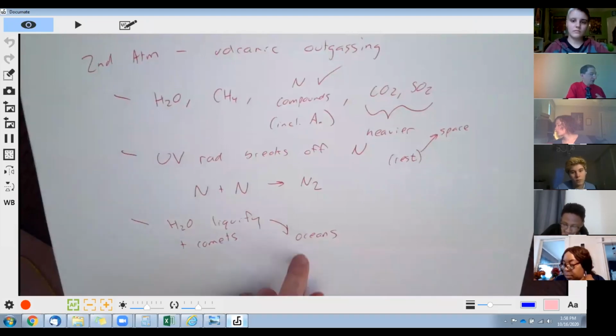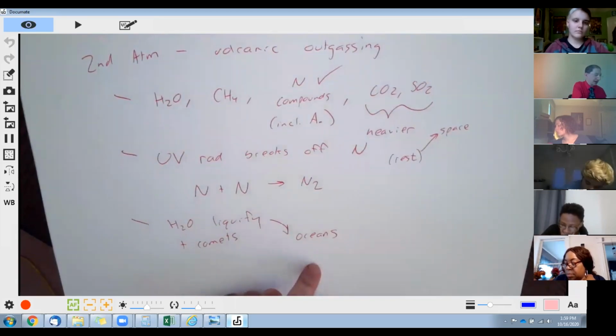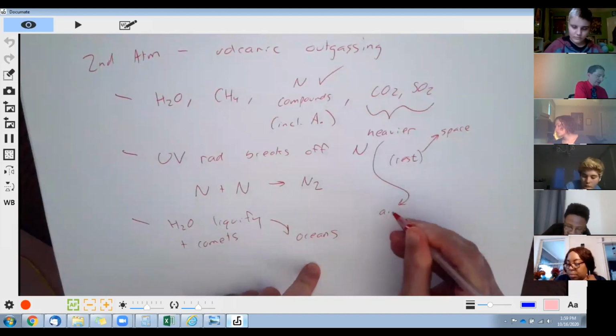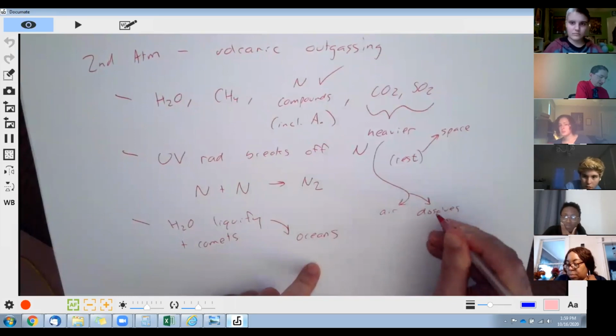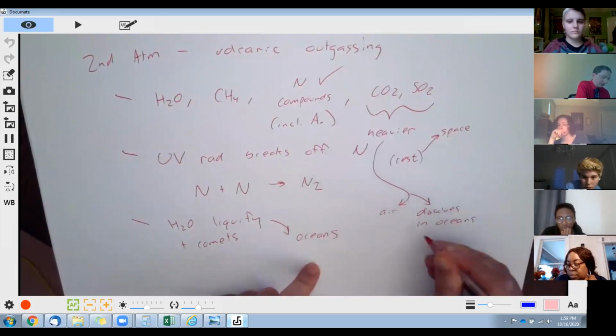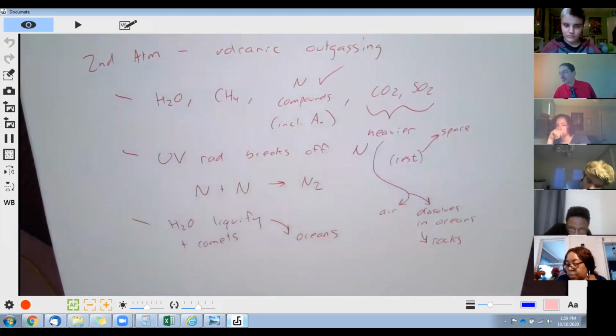And once we have the oceans, then our carbon dioxide and the sulfur dioxide, some of it stays in the air, but a lot of it dissolves in the oceans, producing essentially the rocks. You know, rocks are formed geologically. We don't have rock molecules out there in space. We have the components, and then they go through these geological processes to make rocks.